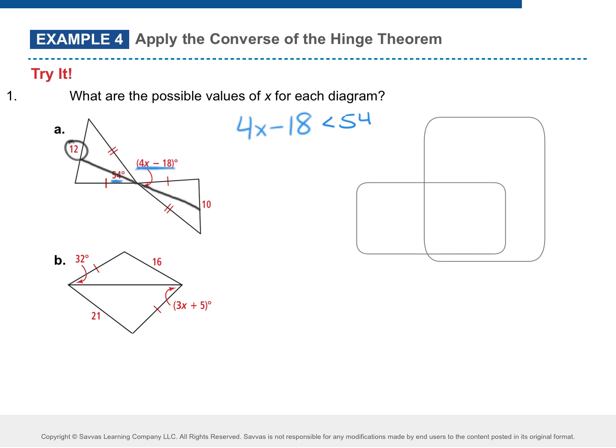So then how do I solve? Yep. Plus 18. What's 54 plus 18? 72. From here, divide by 4. X is less than 18.